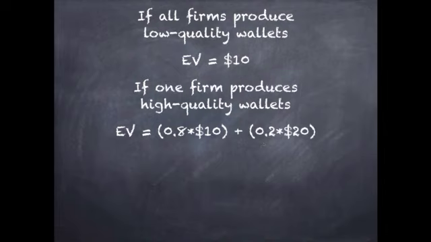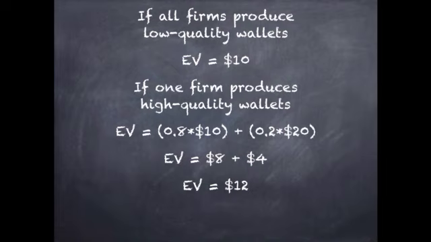So that's 20% of the marketplace, and they are producing high quality wallets which cost $20 a piece. So if we multiply that through, the expected value is 8 plus 4, and the expected value in this new market, where one firm is producing high quality wallets and they constitute 1/5 of the marketplace, the expected value of a wallet is going to be equal to $12. Now, if we take a look at this, why would this firm accept this situation?